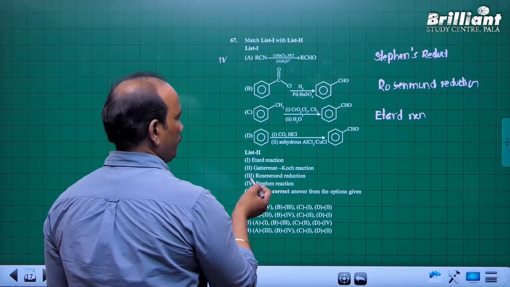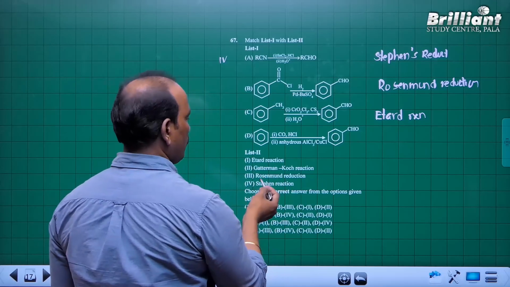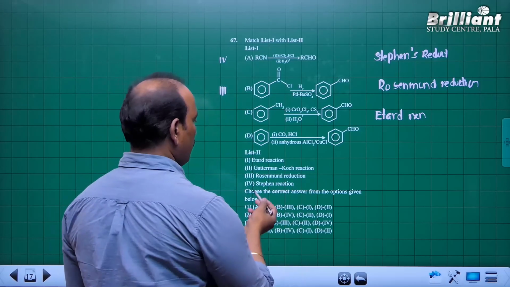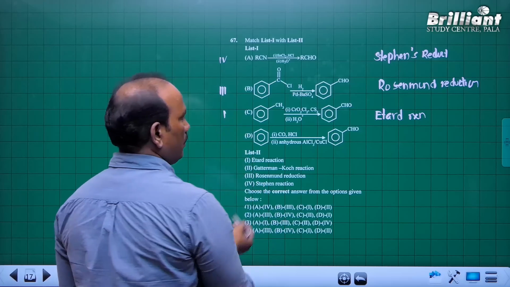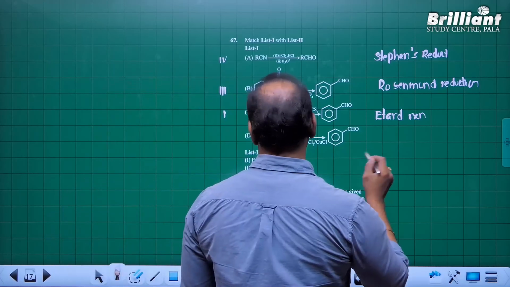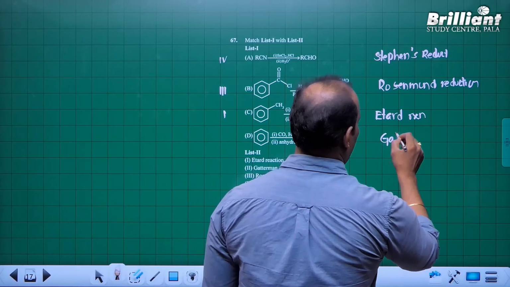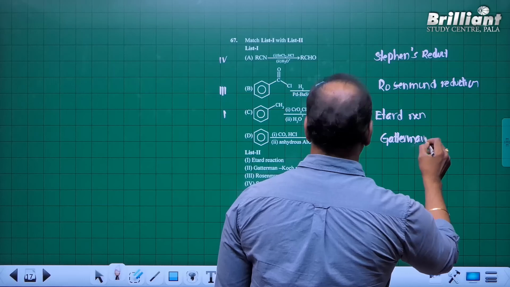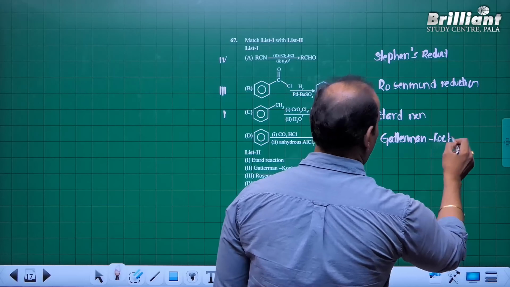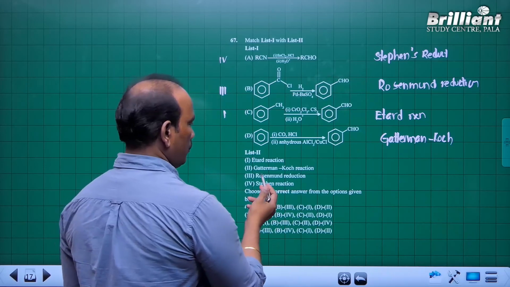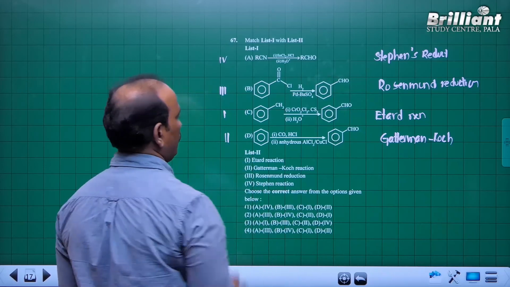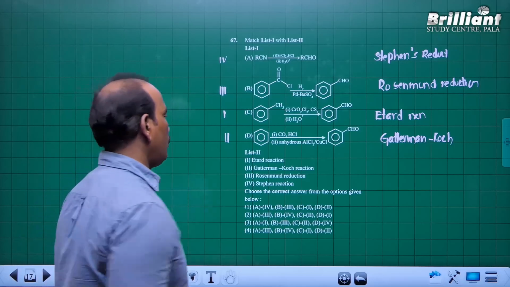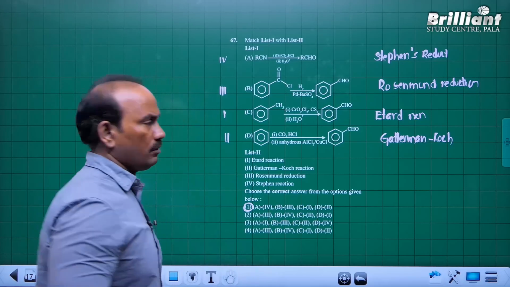So the Rosenmund reduction is the 3. And the Etard reaction is the 1. This is the Gattermann-Koch reaction. So where is the Gattermann-Koch? Is it 2? So the option is A4, B3. Okay, this is the option. It's a direct question.